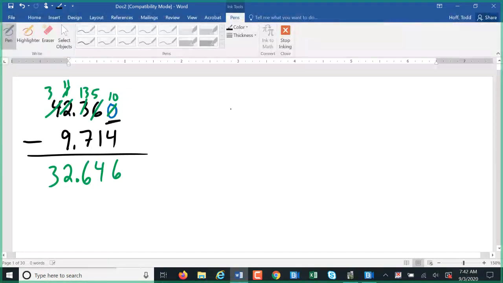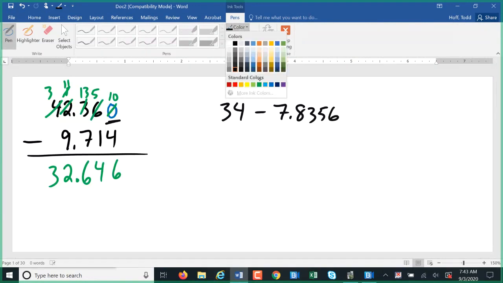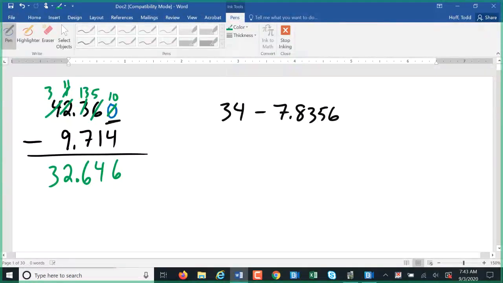Now, one I wanted to show you is one that looks like this. 34 minus 7.8356. So we have a whole number minus a decimal. We need to have a decimal in that whole number. And when there isn't one, it's at the end of the number. We just don't write it if there's no places after the decimal.